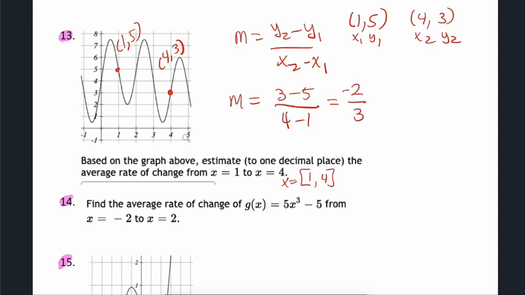If you get a fraction that can reduce, reduce it. If you can't reduce it like this one, that is our average rate of change. That's our answer.